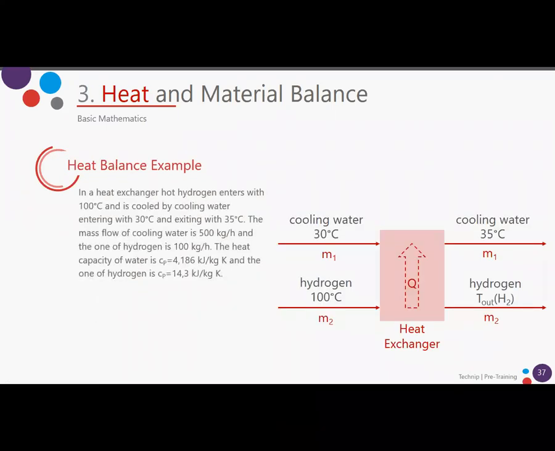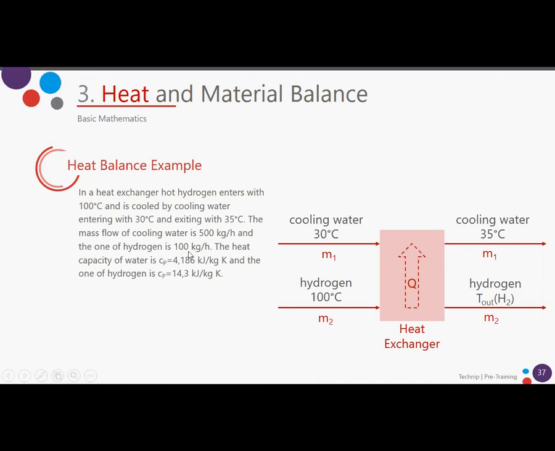For the last few slides, we will look at a heat balance example. The most common one is also a heat exchanger. So we assume we have a heat exchanger with hot hydrogen entering at 100 degrees, and it's cooled by cooling water on the other side of the heat exchanger, entering at 30 degrees Celsius and exiting at 35 degrees. The mass flow of the cooling water is 500 kilograms per hour, and that of hydrogen is 100 kilograms per hour.